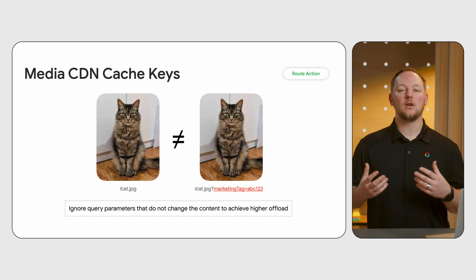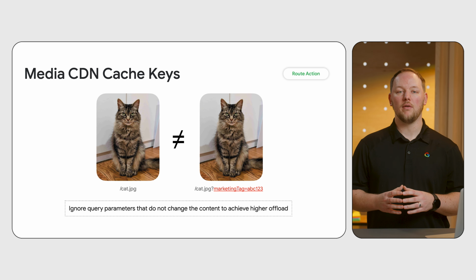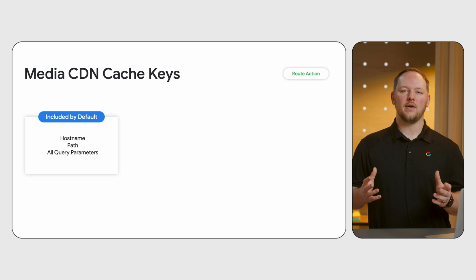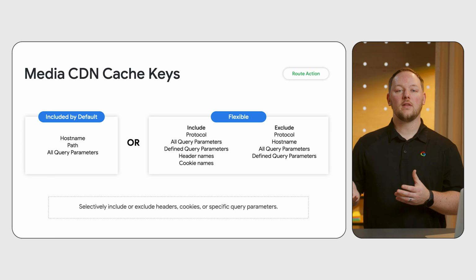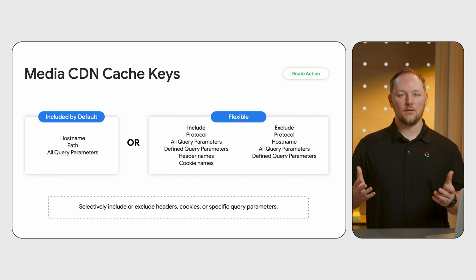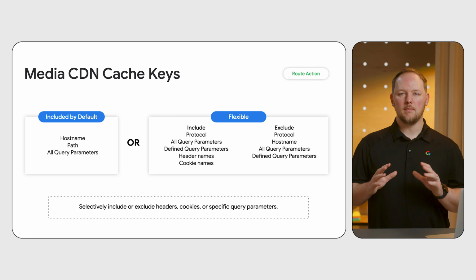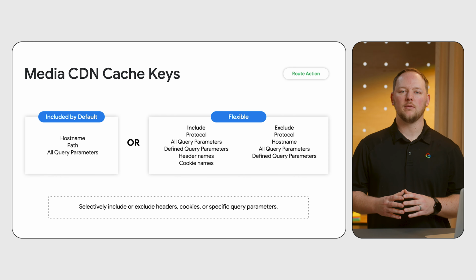To fix this, you can ignore the marketing tag query string, so Media CDN will serve the same image for both URLs, thus increasing your offload. Media CDN also allows you to fine-tune these identifiers. You can choose to ignore certain parameters that don't affect the content, or selectively include the ones that are needed to differentiate content. By carefully configuring cache keys, you can make sure Media CDN is storing and serving your content in the most efficient way possible.